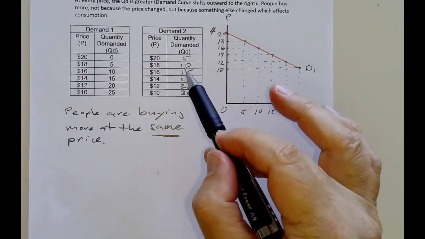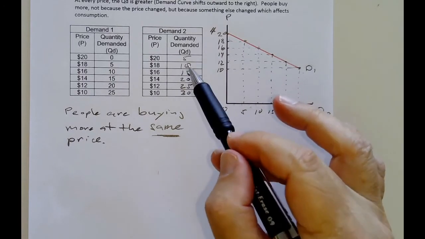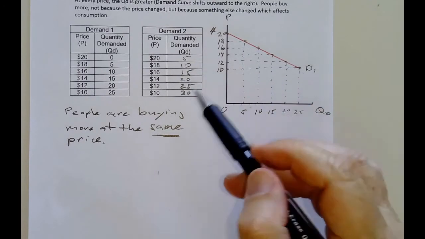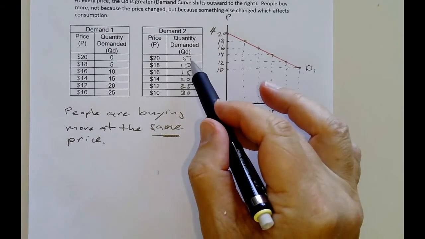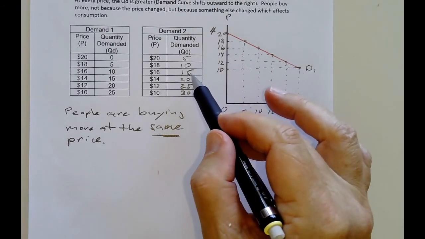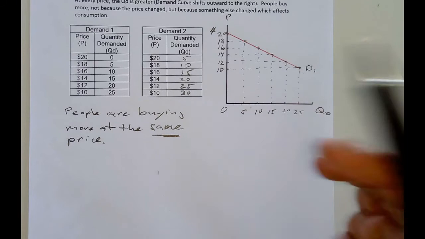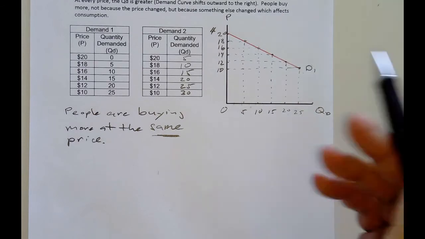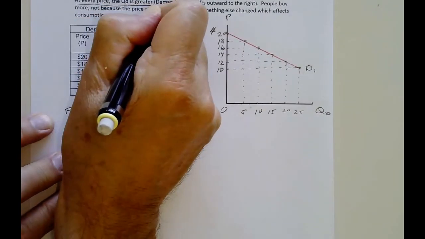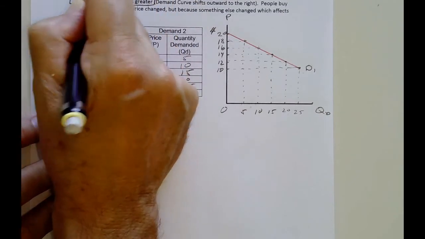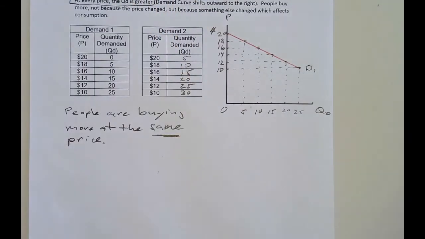It doesn't have to increase by the same amount each time. I just did that because it makes a nice parallel shift. That could have been 6, that could have been 10, that could have been 19, and so on. The only thing that matters is that at every price, the quantity demanded is greater. If you do that, that's all you need to have an increase in demand. What's happened is that something has caused people to want to buy more at each price.